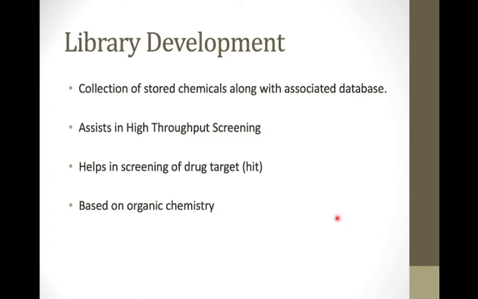In library development, this essentially is the collection of stored chemicals along with the associated database. Many pharmaceutical companies have their own databases where they store millions of compounds. And this assists in high throughput screening and helps us then to screen for drug target hits. And this is based on organic chemistry.